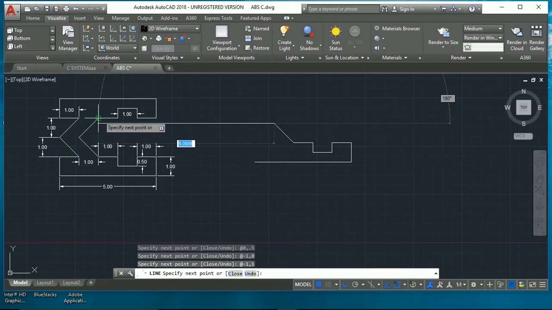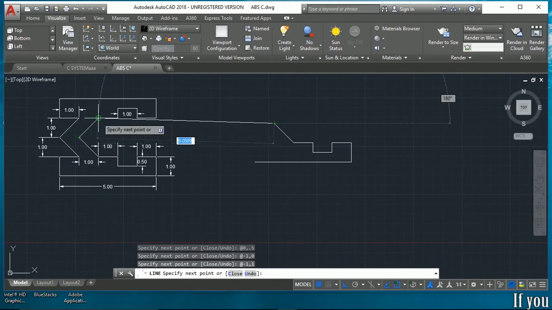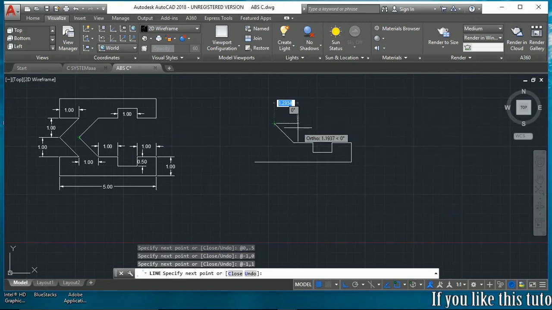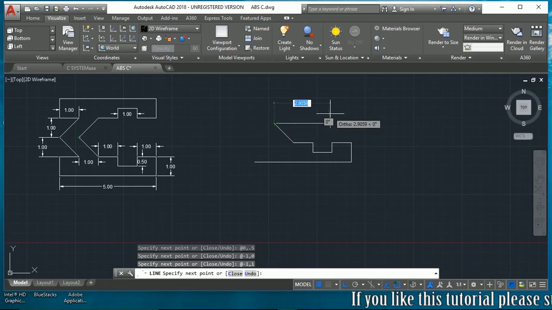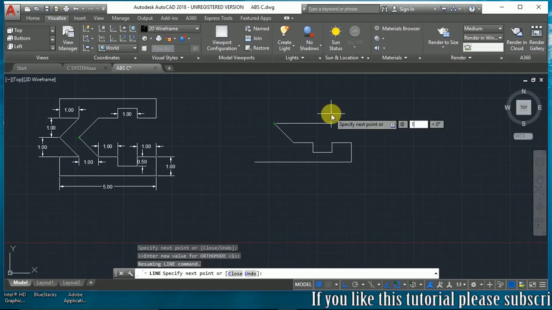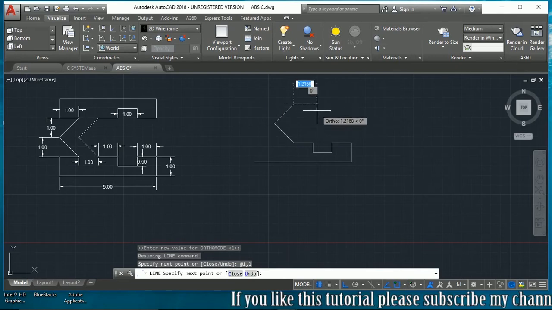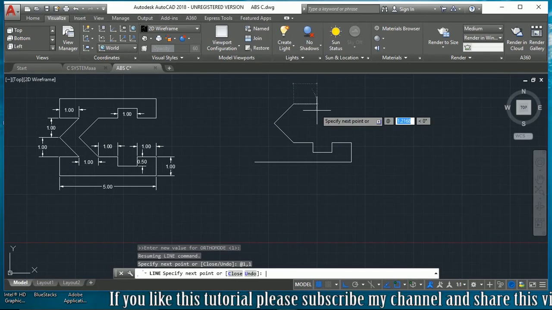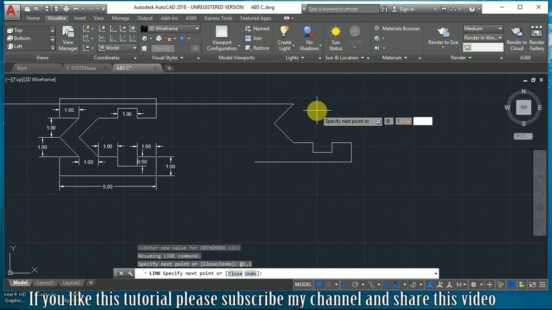Now we have to draw this point. So here the x value will be from this point to this point, so the horizontal distance is 1 unit. So x equals +1, y equals also +1. So @1, 1, enter. Next point only horizontal distance. @x equals 1 comma y equals 0.